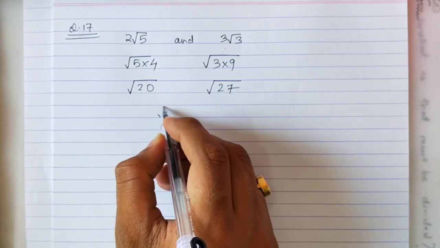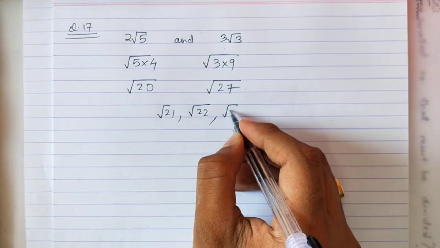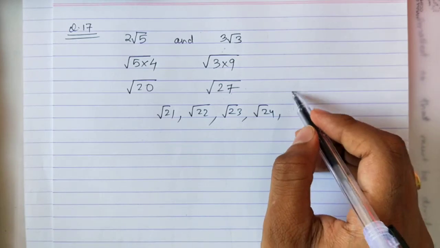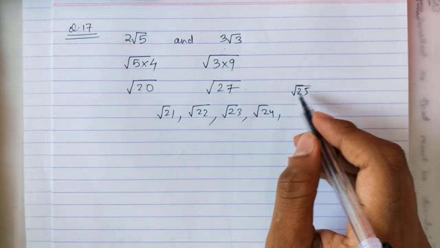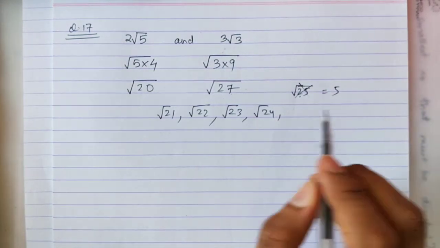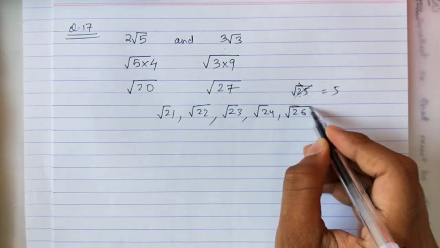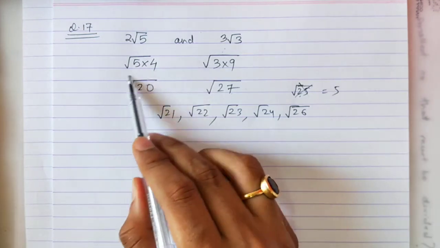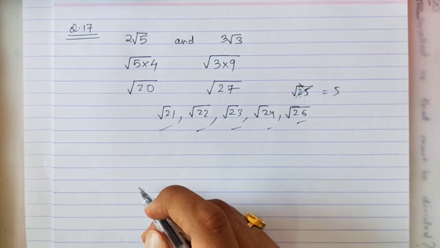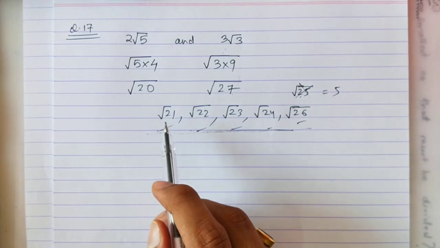After root 20, I can take root 21, root 22, root 23, root 24. See, now I cannot take root 25 because root 25 can be solved and it will become 5. Root 25 is 5, so I cannot take this root 25. Remember, we want irrational numbers. So after root 25, I will take root 26. Because my range is from root 20 to root 27. So I've got 5 numbers, 1, 2, 3, 4, 5. This is my answer. Irrational numbers between root 20 to root 27.